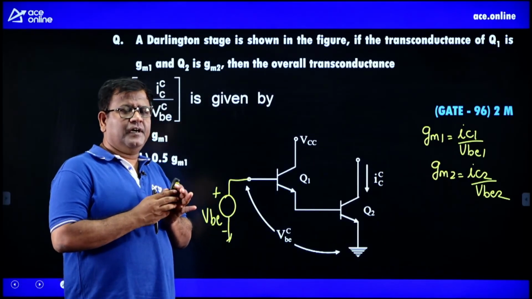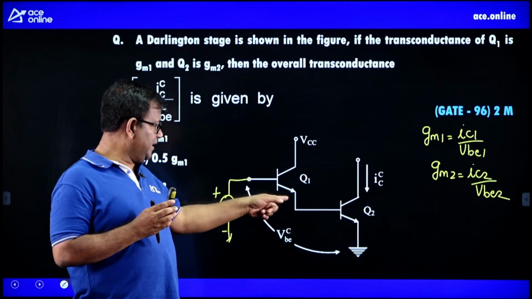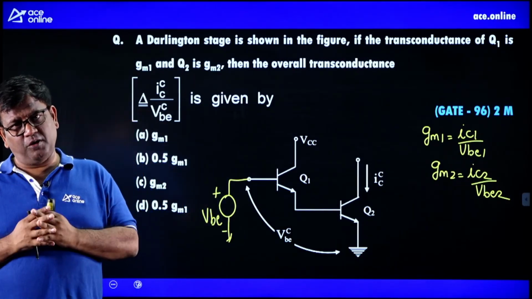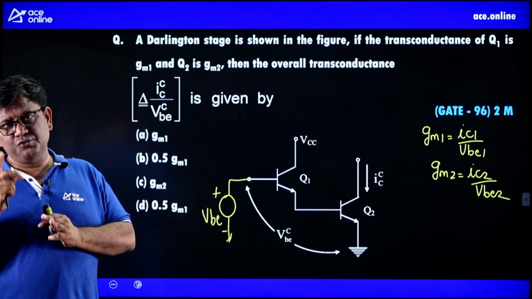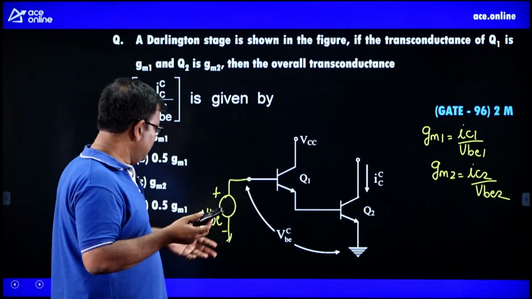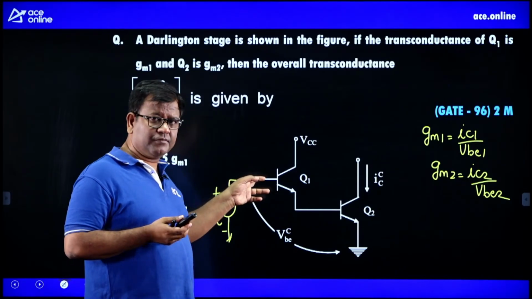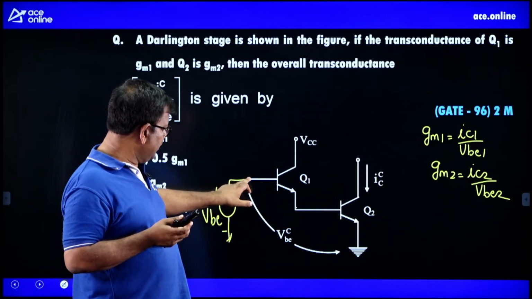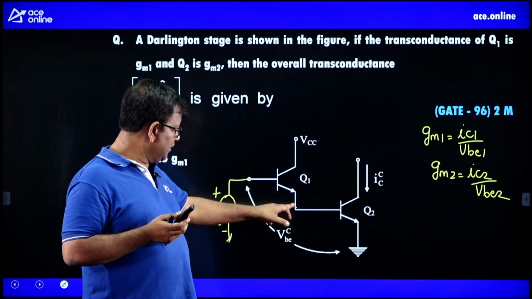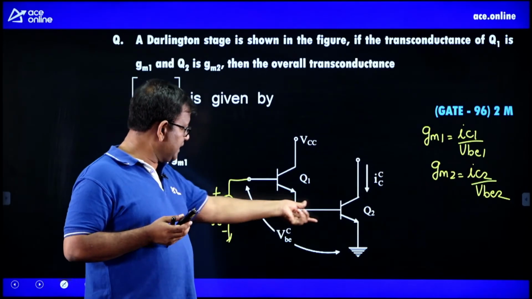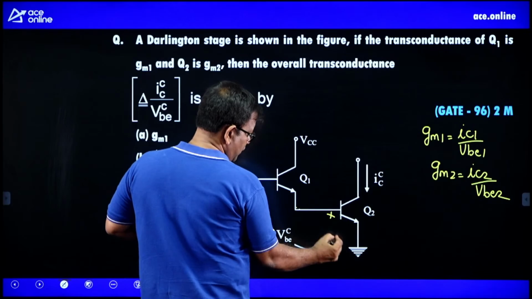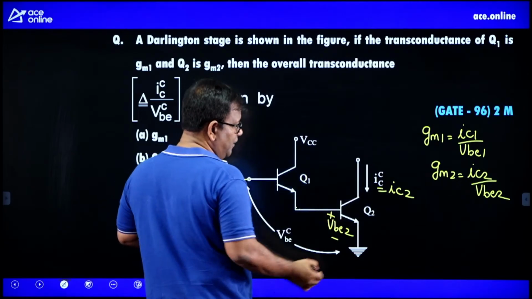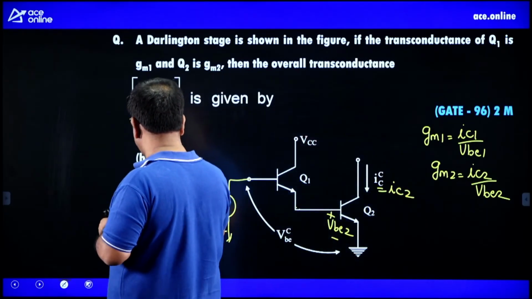If you remember, if the input is given at base and the output is taken at emitter, this topology is called an emitter follower, and the gain of an emitter follower is usually 1. What do you mean by emitter follower? The output at emitter follows the input, right. So this voltage will almost follow this. So if you give VB here, the gain from here to here is going to be the same VB. So this VB is actually your VB2, and this IC is your IC2, and IC2 by VB2 is GM2, so GM2 is the right answer.